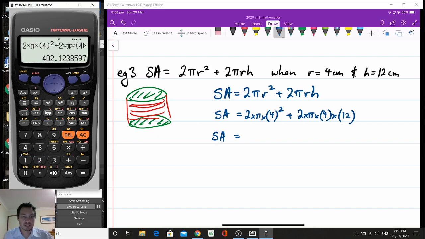Okay, so that's the answer. It's 402.12 square centimeters to 2 decimal places.